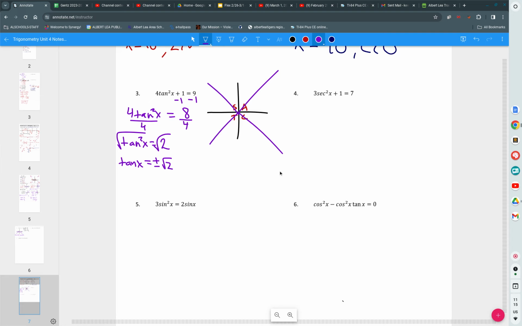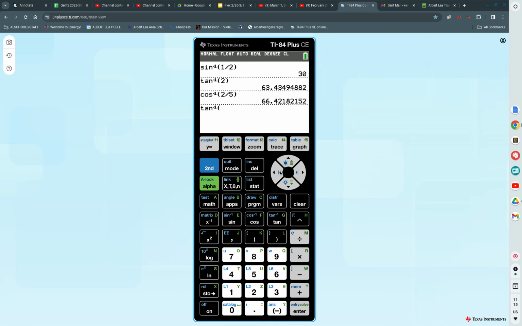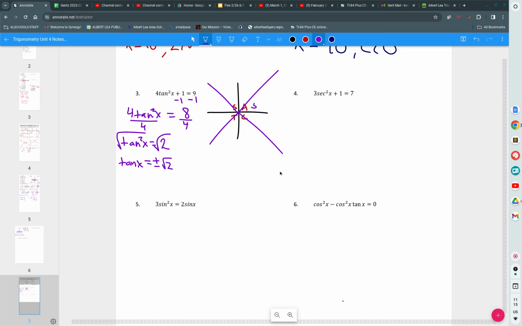I go to my calculator, and I do tangent inverse of the square root of 2. And I get 54.74. I always put it between the x-axis and the terminal side. So I'm going to have 4 solutions. What's my first one? 54.74 degrees. Good.